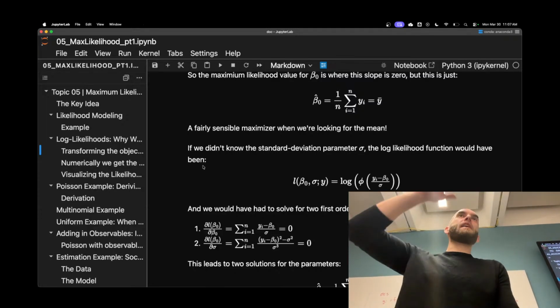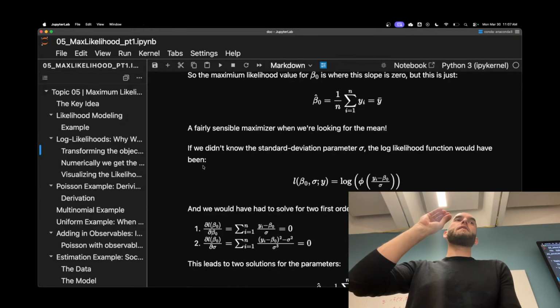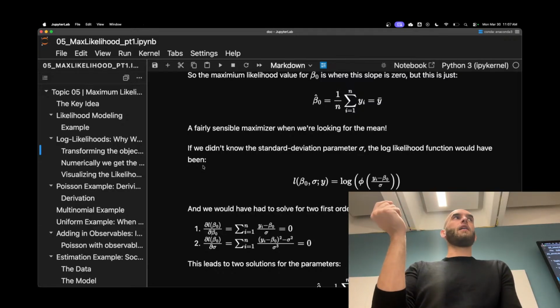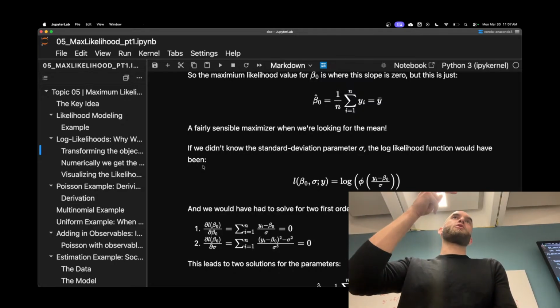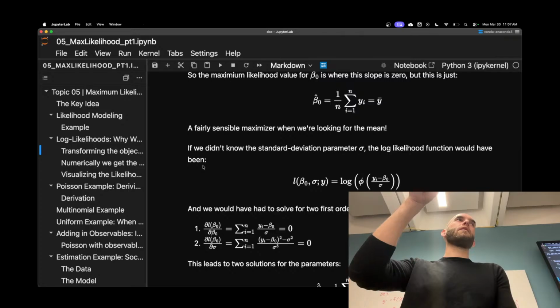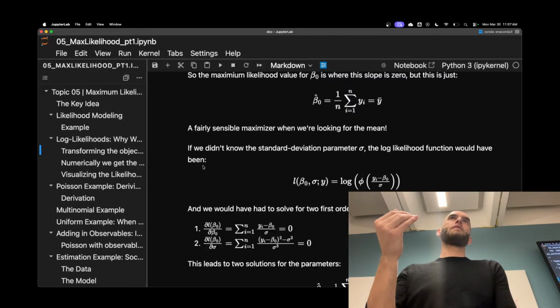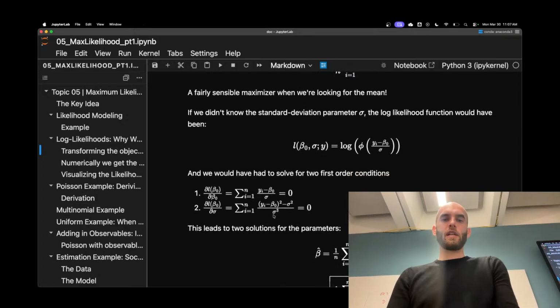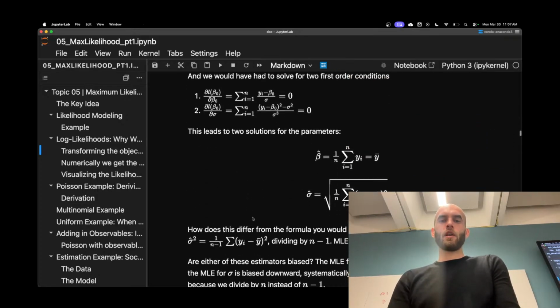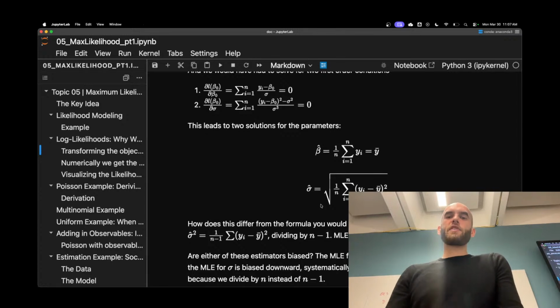What we did with the example we just worked through was say that we knew what sigma was. We said it was equal to 1. But if we didn't, we'd have to perform 2 first order conditions. The first one for beta 0, the second one for sigma. The steps would look identical. We get a first order condition like this, which gives us an estimate for beta 0 and for sigma.